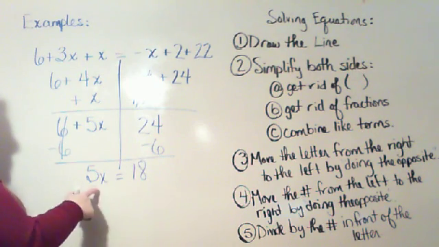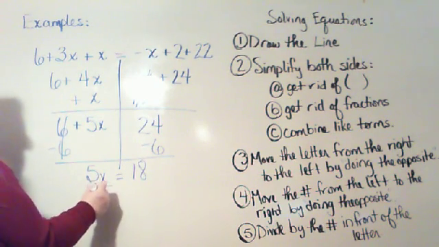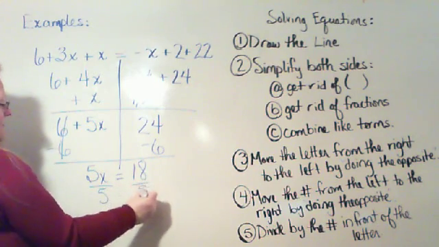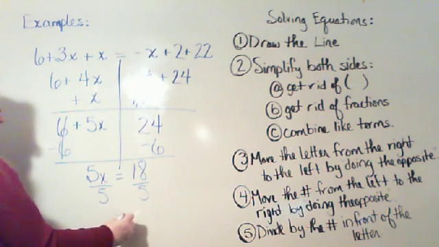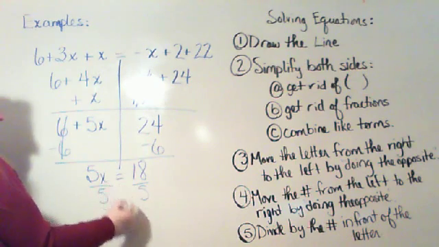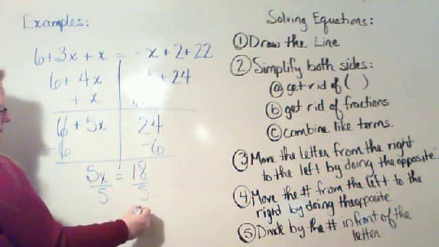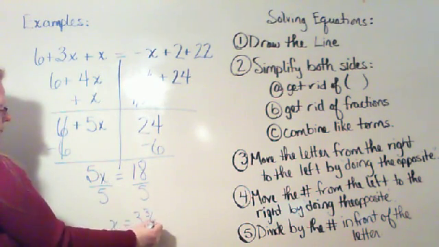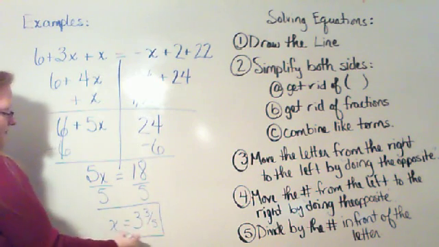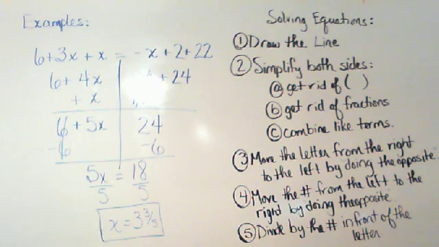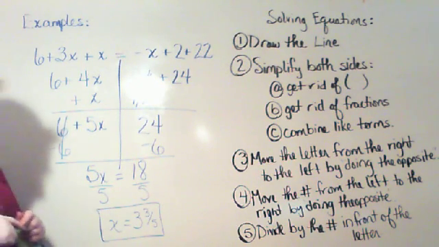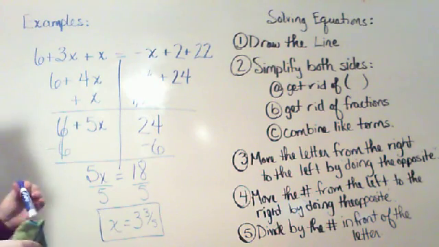And then I have to divide by the number in front of the letter. So I'm going to divide both sides by 5. So x is equal to, 5 goes into 18 3 times, with 3 left over. I changed it to a mixed number. That was my hard one. Now it's your turn for a hard one.